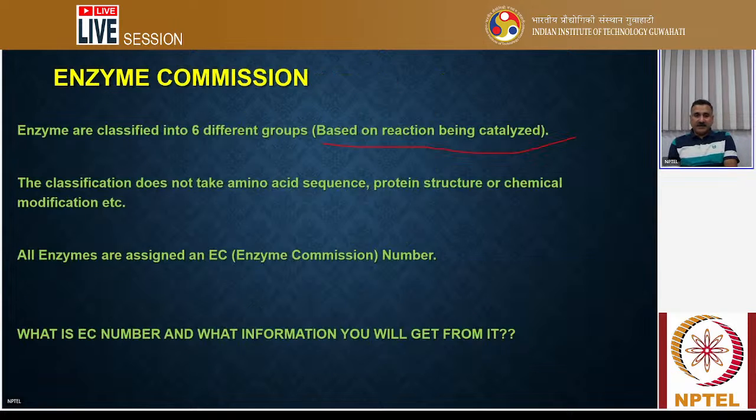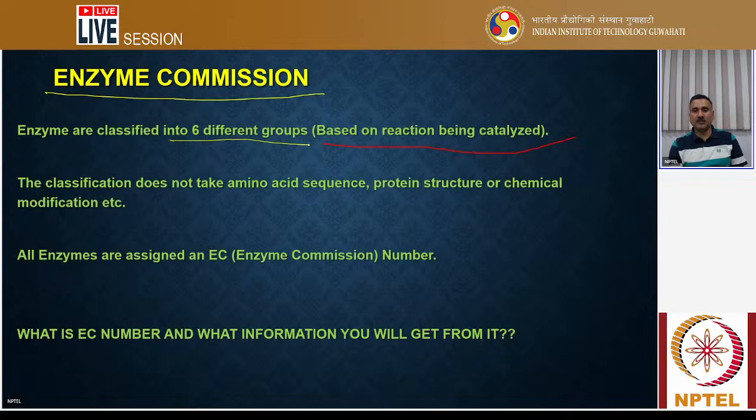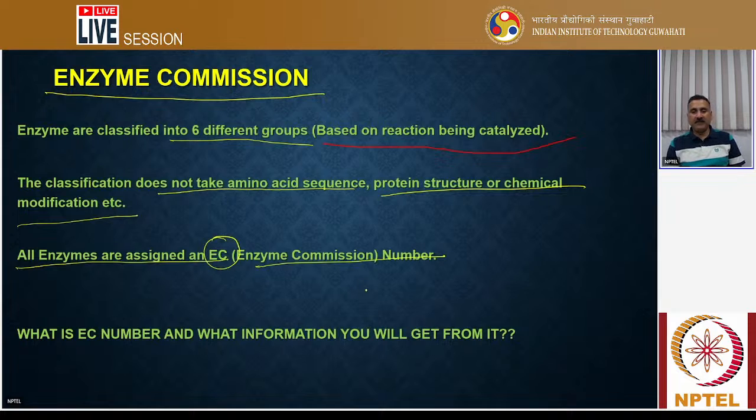So we discussed the classifications. There is an enzyme commission, and the enzymes are classified into 6 different groups, right? This classification does not take into account the amino acid sequence, protein structure, or chemical modifications. All enzymes are assigned an enzyme commission number, right?